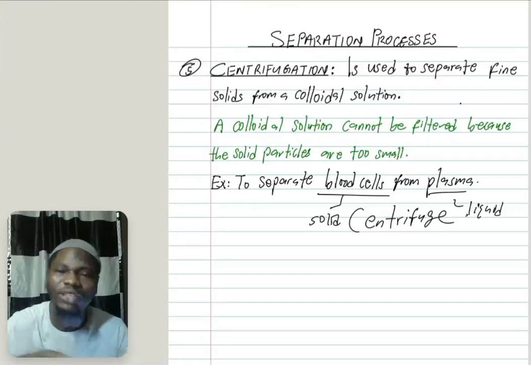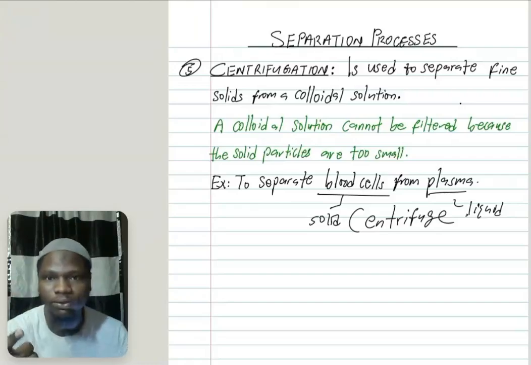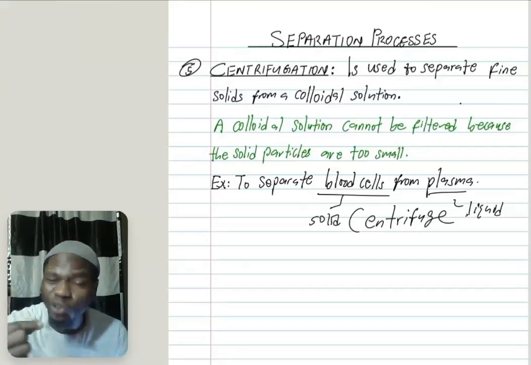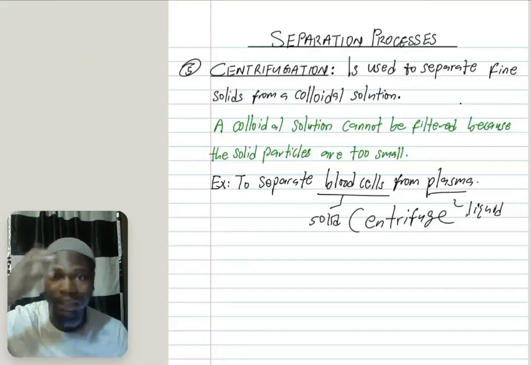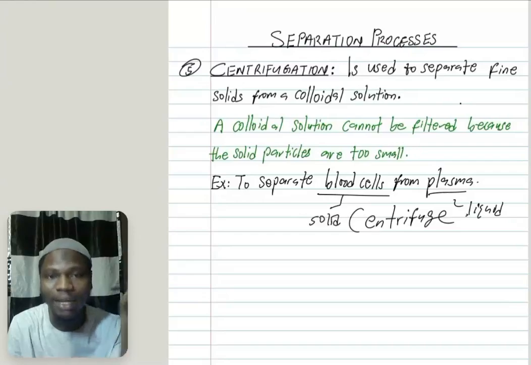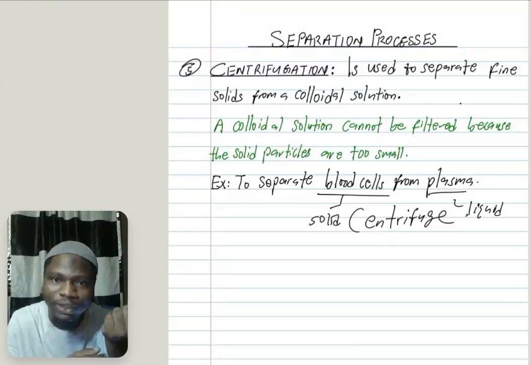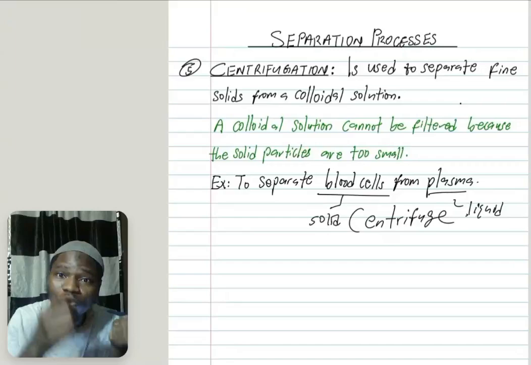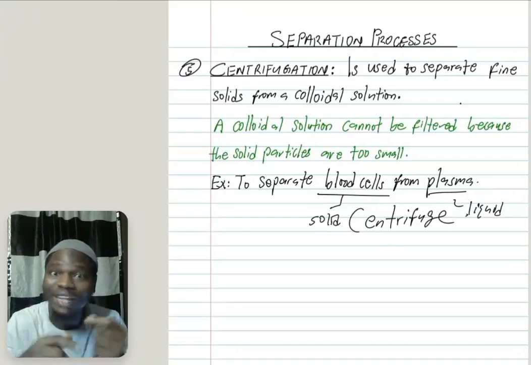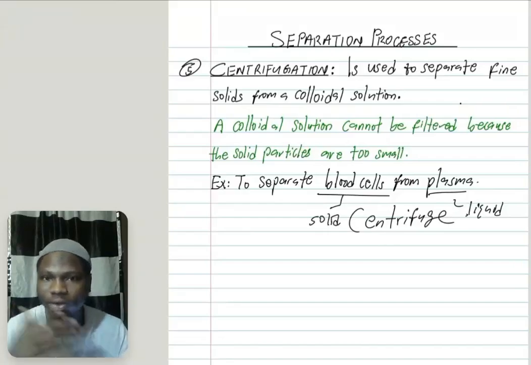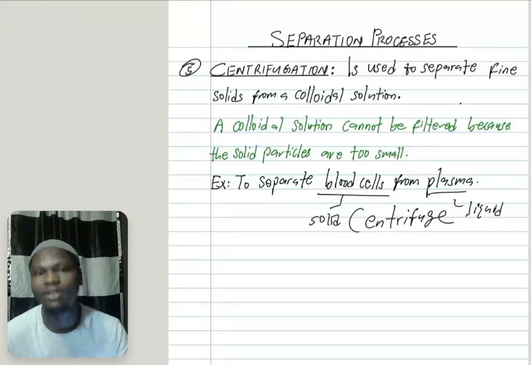Why? Because the solid particles are too minute, too small. An example of a colloidal solution is milk. Try to put Dano milk in water and see if it will settle down. No. The particles of Dano milk are too small. So it's an example of a colloidal solution. Also your blood. The solid component of the blood is called the blood cells. The blood cells are too minute to settle down on standing. Blood is also an example of a colloidal solution. Take note of that.